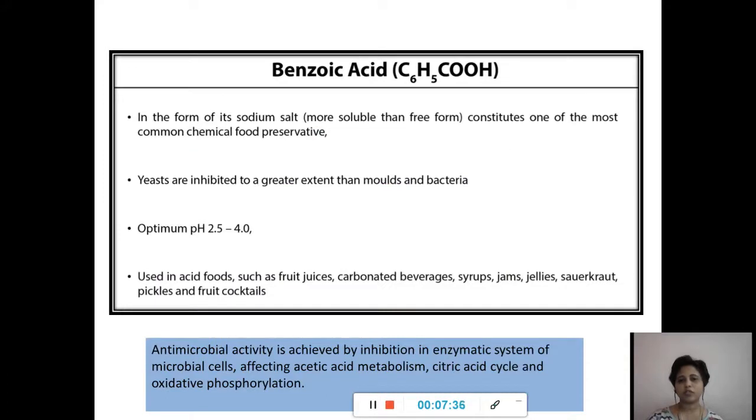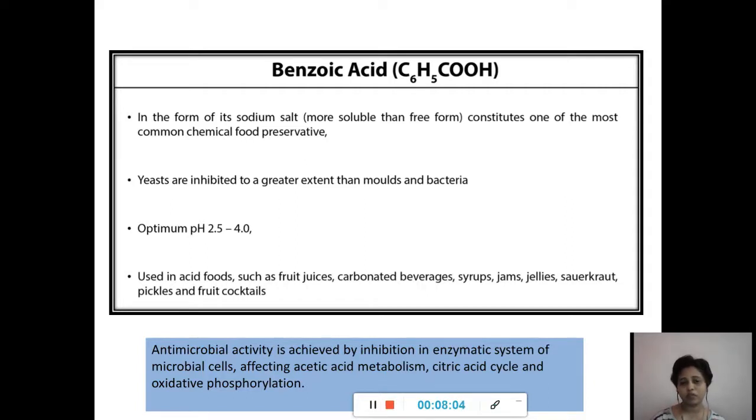Coming to the next one, benzoic acid. It occurs in the form of a sodium salt also, and the sodium salt has been found to be more soluble than the free form of benzoic acid. It constitutes one of the most common chemical food preservatives. Here, yeasts are inhibited to a greater extent than the molds and the bacteria, and it has an optimum pH of about 2.5 to 4.